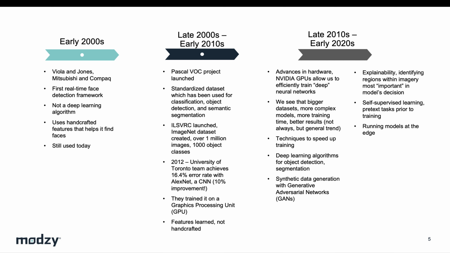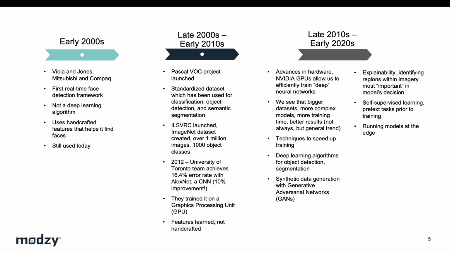Then in the late 2010s into the early 2020s, we've seen so much progress, so many awesome papers published, so many awesome architectures released for different computer vision tasks, really enabled by advances in hardware, specifically NVIDIA GPUs and how much they've advanced over the last decade or so.